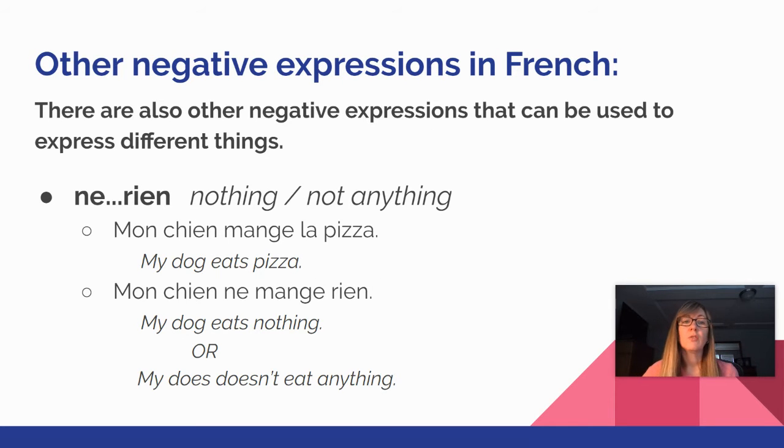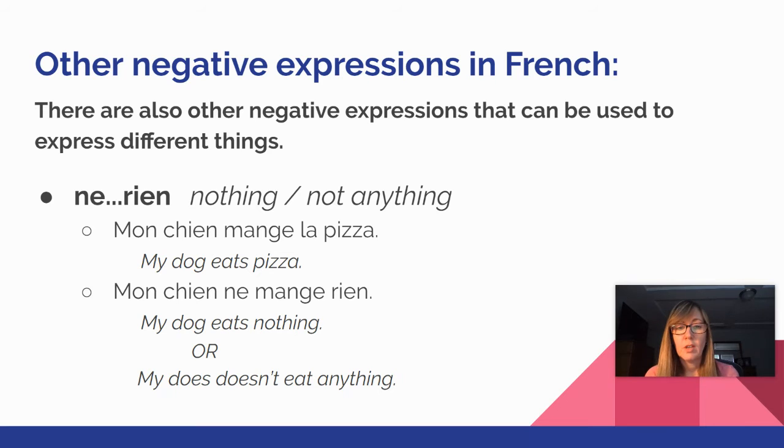And then there are also a lot of other negative expressions in French. So we're not going to go through all of them today, but we're going to go through some of the most common ones. We've got ne rien, which means nothing or not anything. So mon chien mange la pizza. My dog eats pizza. Mon chien ne mange rien. My dog eats nothing or my dog doesn't eat anything. We have two ways of expressing that same thing in English, but it's just ne mange rien.